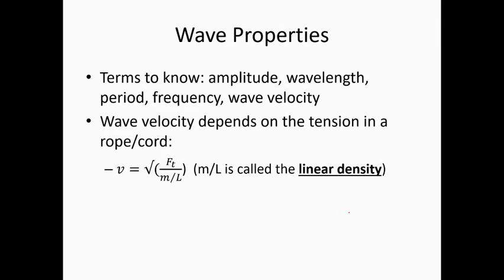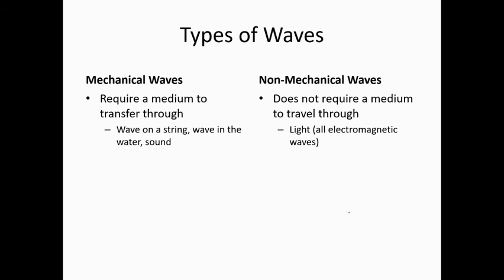We can determine the wave velocity as the square root of the force of tension within your string divided by your linear density, or the mass of the string divided by the length of the string. I am not going to test you on that information, but I do think it's important for you to understand that the velocity of the wave is going to change based on the tension. So the higher the tension, the faster the wave is going to transfer. The reason I want you to know that is because when you're tuning a guitar, that's what you're doing. You're changing the tension within the guitar strings.